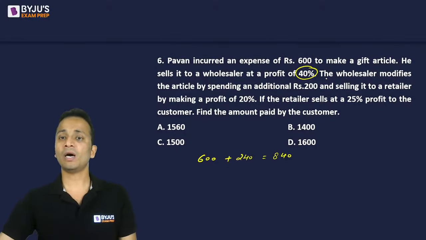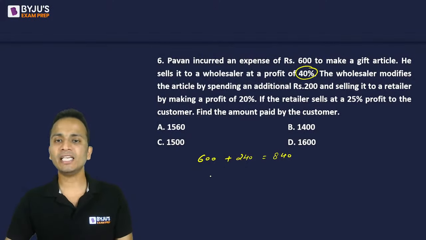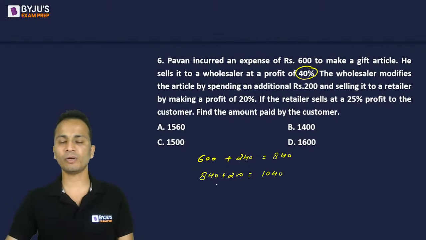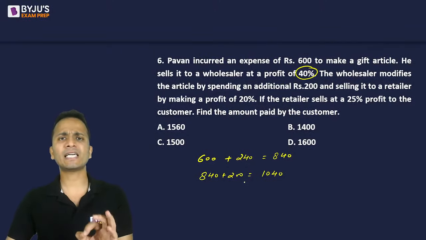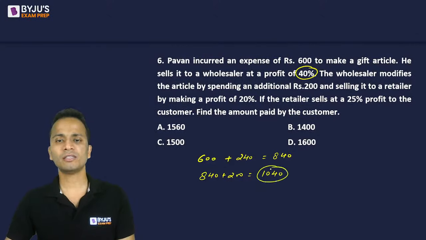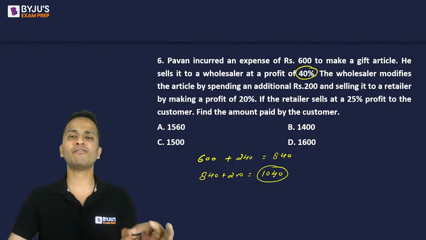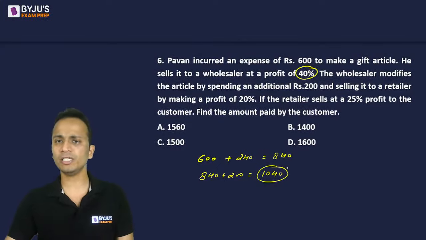Now what the wholesaler does is, the wholesaler modifies the article by spending an additional 200 rupees. So the cost for the wholesaler will be 840 plus 200 rupees. 200 rupees is the extra expense incurred by the wholesaler. So the cost for the wholesaler is 840 plus 200, that is 1040.